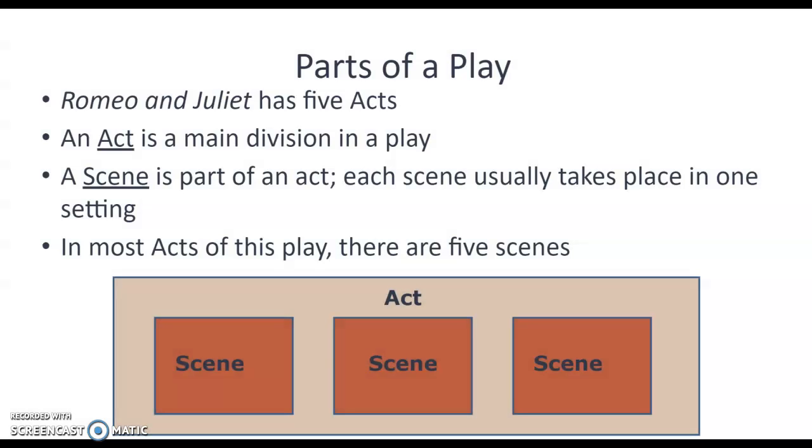All right, so first things first. Romeo and Juliet is broken up into 5 acts. Think of an act as kind of like a chapter or a big part of the play. So an act is like a main division in the play, whereas within those acts, you will have scenes. A scene is part of an act. Each scene usually takes place in one setting. And most acts of this play have about five scenes.